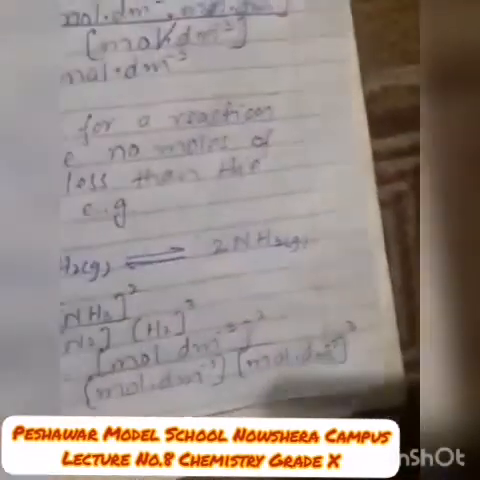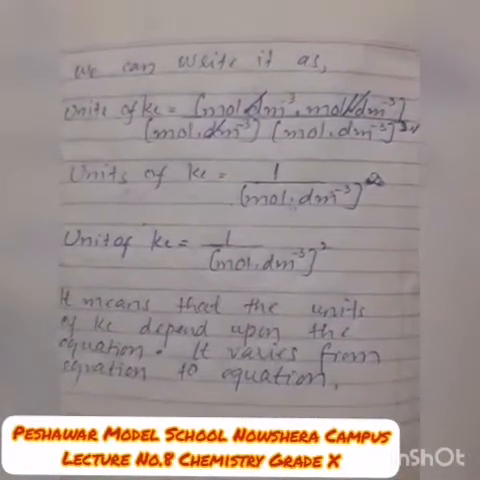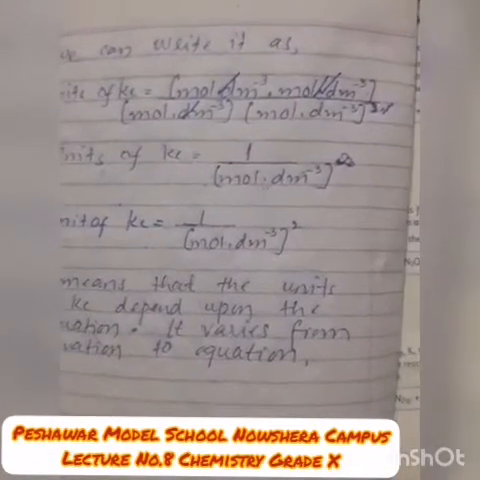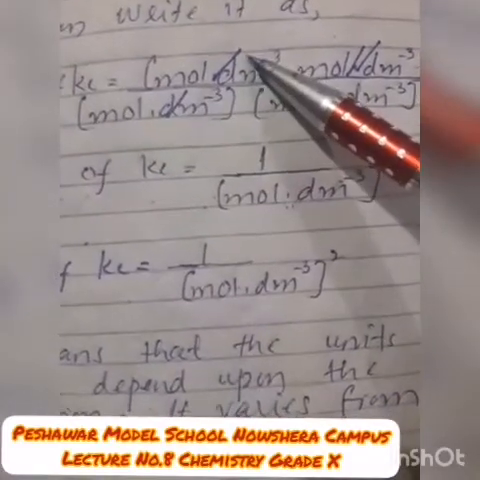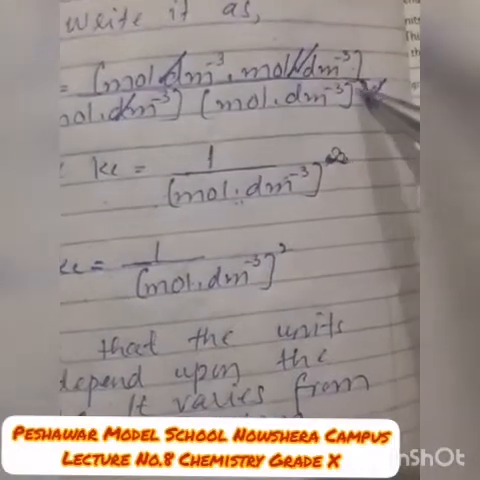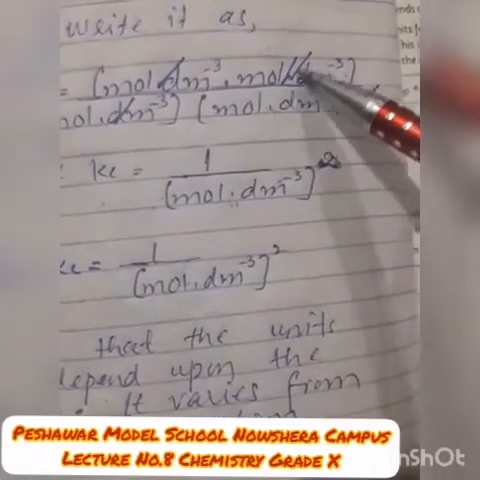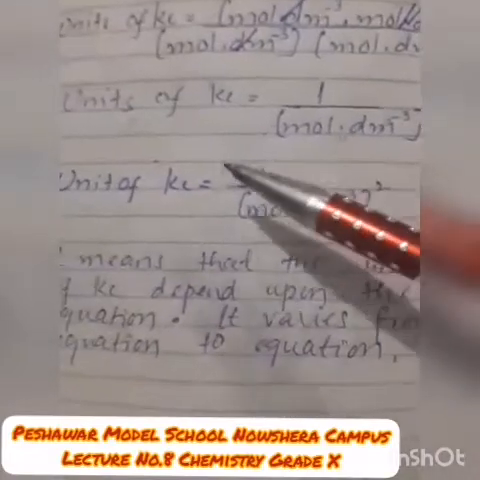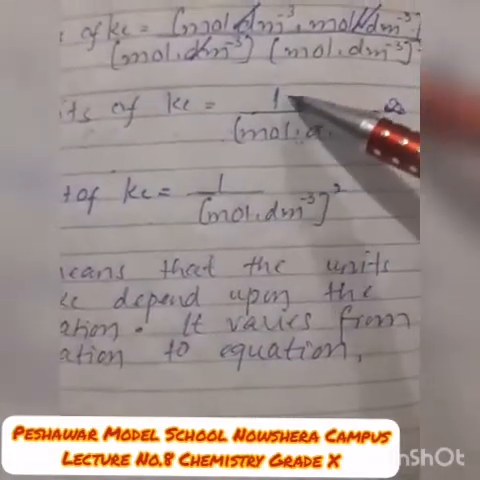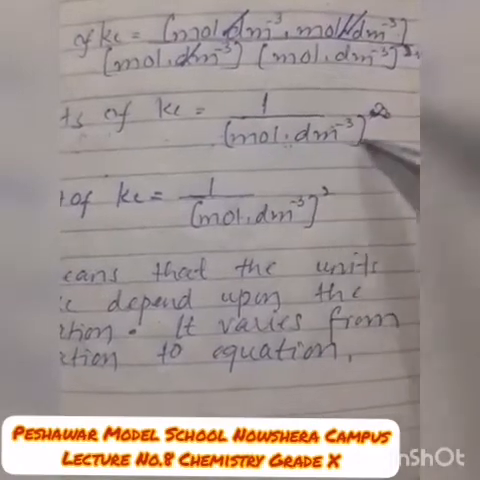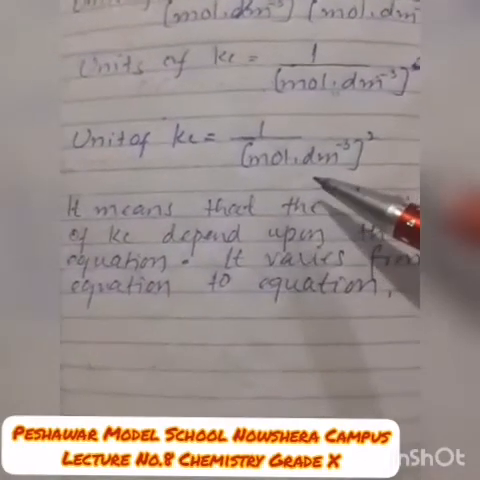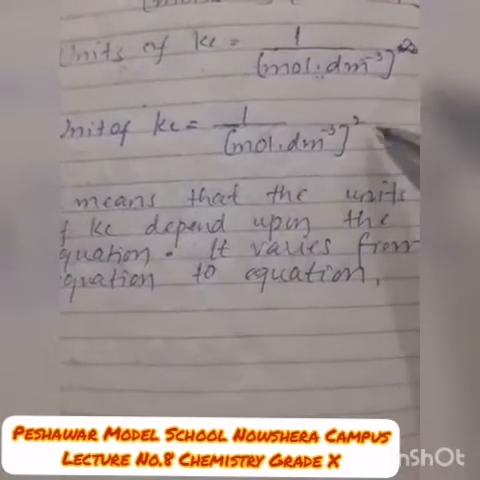So if we write this in the open form, it will be like this: unit of Kc is equal to mole per decimeter cube multiplied by mole per decimeter cube divided by mole per decimeter cube multiplied by mole per decimeter cube whole cube. So we will cancel this mole per decimeter cube with this one, and we will cancel one of these mole per decimeter cube with one of these. So at the end the unit of Kc will be 1 divided by mole per decimeter cube whole square.